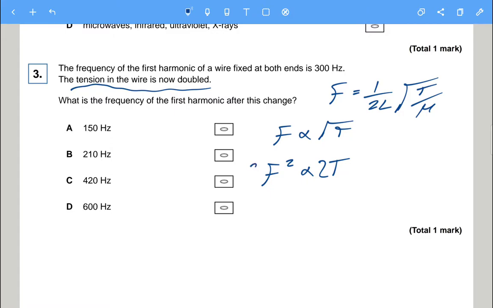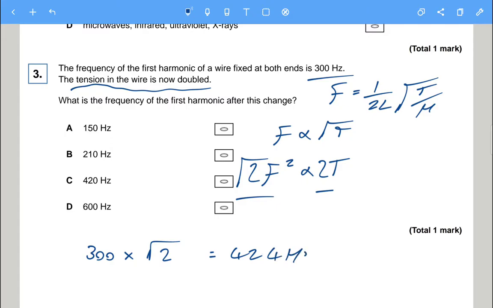You might think, oh, I'll just put a 2 there, but you can't do that because that'd be 2 squared, which is 4. So you have to actually multiply it by root 2, because root 2 squared is 2. So on both sides now are 2 times greater. So the original 300 hertz will increase by a factor of root 2. If you put that in your calculator, you'll get 424 hertz. So the answer is C.